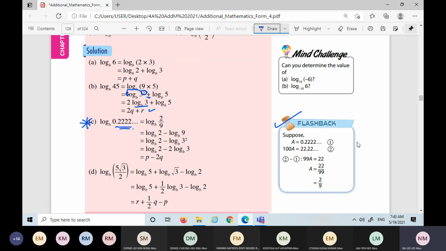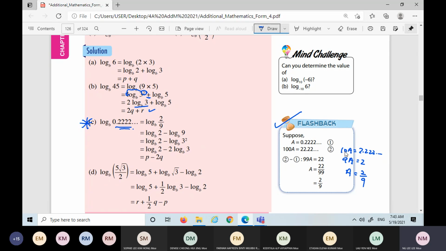I think times 10, is it the same thing? Okay, if this is A, 10A will be 2.222. After that, minus 10A minus 1A, so it's 9A. Then 2.2222 minus 0.222, that is 2. So A is 2 over 9.